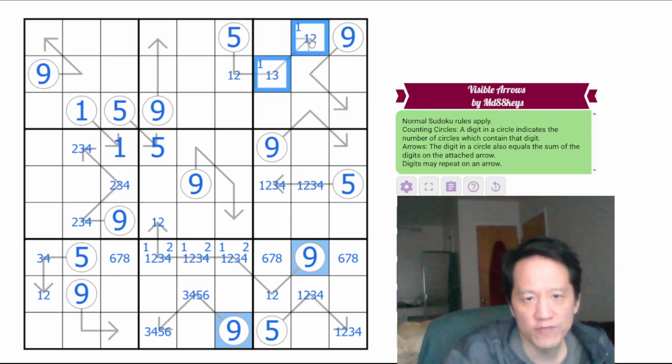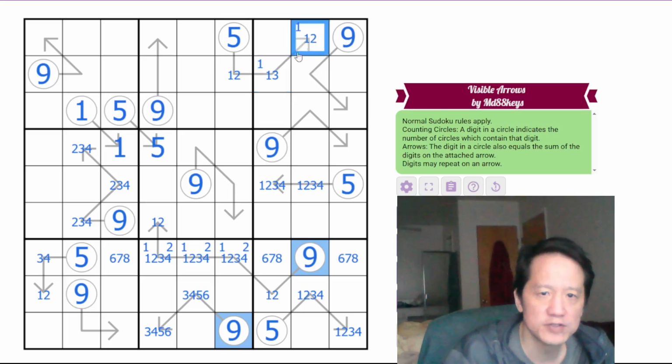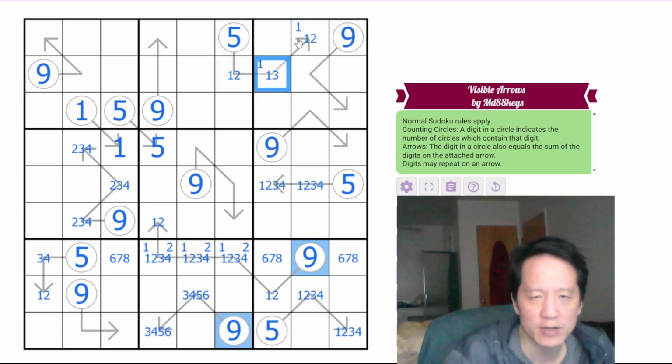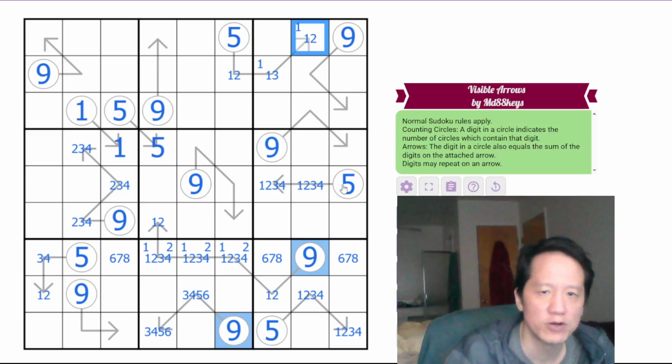Because if it's 1, 2, this has to be 2 to add up to 5. Therefore, this can't be 2. That would be 2. That would be 1. If this is 1, 3, this would be 1, which would eliminate 1 there. So that would be 3, and that would be 1.